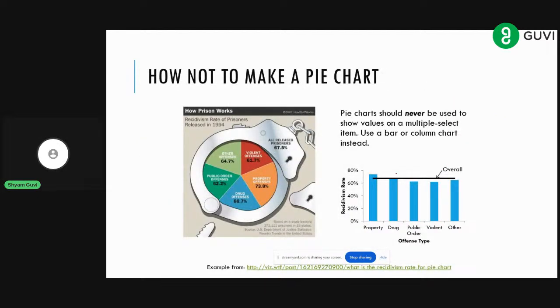How not to make a pie chart, basically. So pie charts in this case, guys, what is the problem with this pie chart? The sum is not 100, right? It doesn't make sense here, isn't it? 60%, 64%. So people love pie charts, but what I would say is only draw pie charts when it's relevant. So in this case, a bar chart would be pretty relevant. Property, drug, public order, violence, all these things.